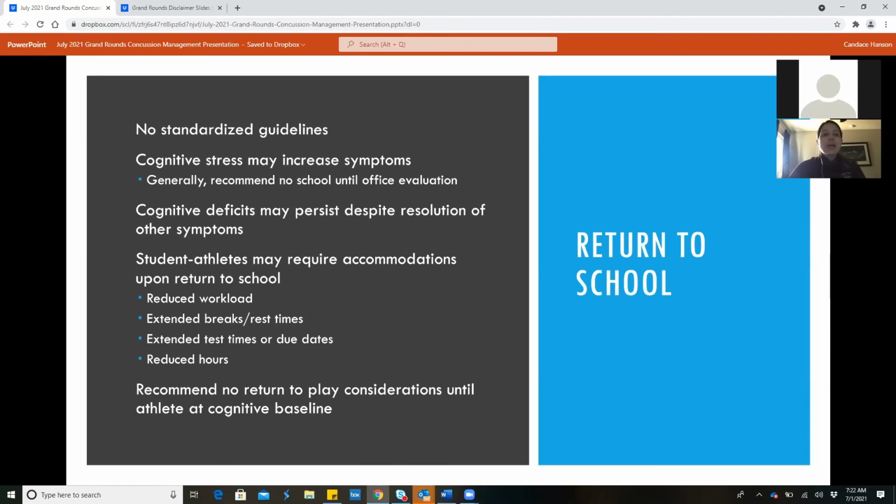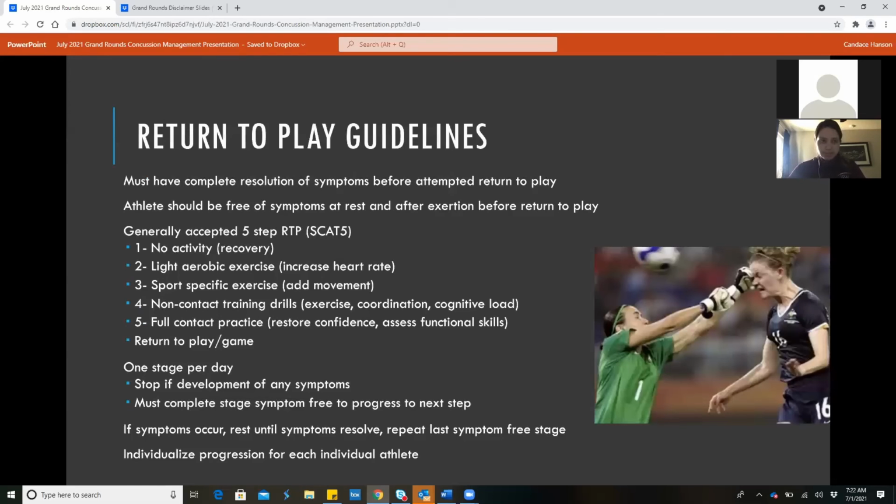And then reduced hours at work or reduced hours at school potentially. So taking just a half day instead of a full day. And in the case of high school athletes, considering that we don't always go to morning classes and always miss afternoon classes if we can't do an entire day at school. Recommend no return to play until athlete is at their cognitive baseline though. Next slide. So return to play guidelines.